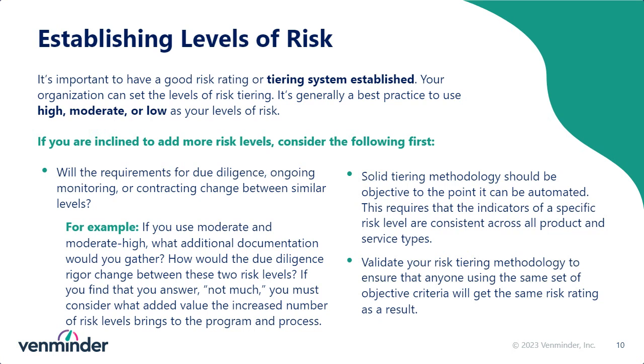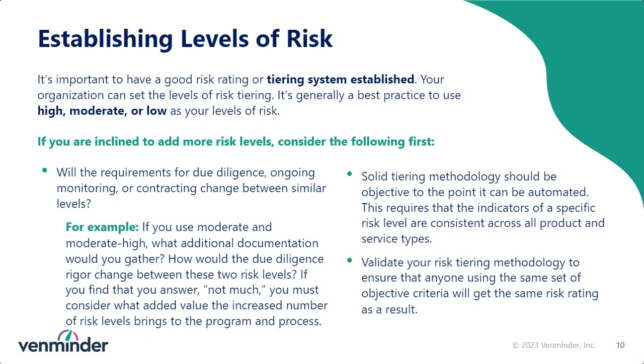Well, what if you have more risk levels, such as moderate and moderate high? That's fine, but you need to consider what the difference is between them. Are you gathering different documentation? Are you applying different due diligence standards? The reason I ask is to help you consider what added value those additional risk levels actually add to the program. In my experience, having too many levels of risk can really confuse the issue. It's going to require additional reporting dimensions and can end up adding a lot of extra work to your plate.